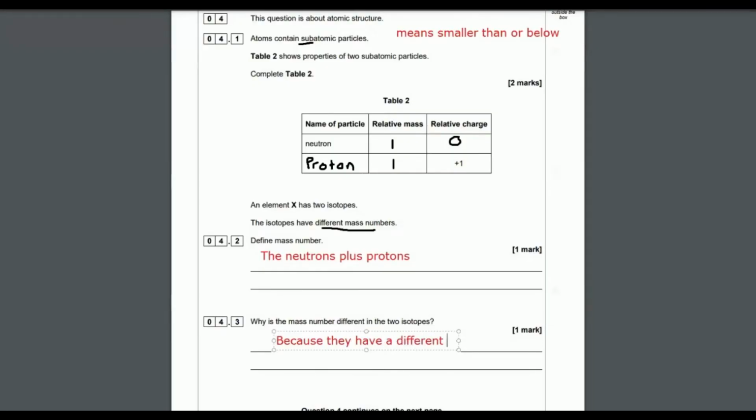4.3. Why is the mass number different in two different isotopes? So what's different about two different isotopes? Well, they have different amount of neutrons, but all isotopes have the same number of protons. So they have the same number of protons, different number of neutrons. You can say it the other way around, different number of neutrons, same amount of protons. So it's the fact that two isotopes will have a different number of neutrons that will give them a different mass.